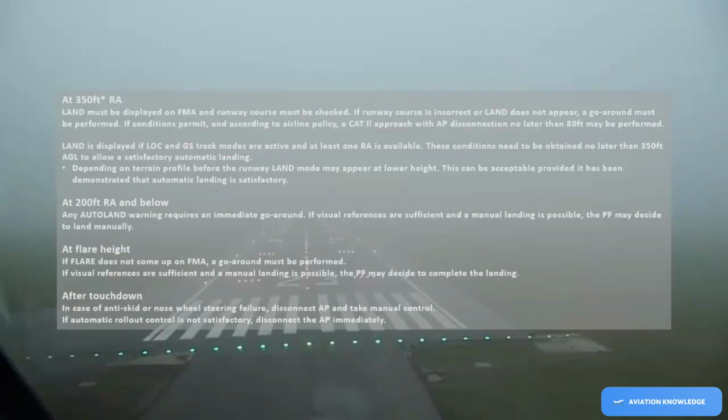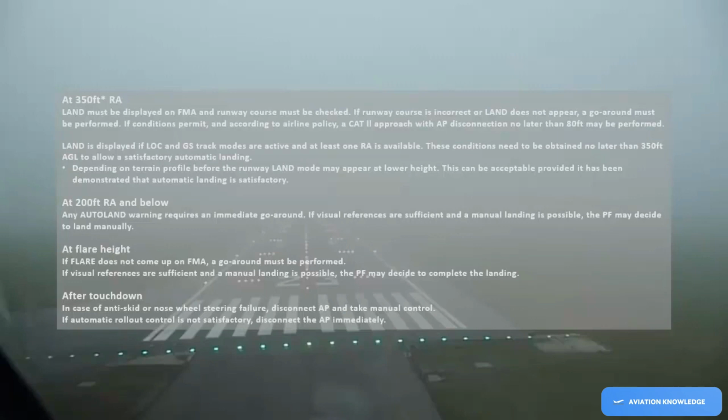Depending on terrain profile before the runway, LAND mode may appear at lower height. This can be acceptable provided it has been demonstrated that automatic landing is satisfactory. At 200 feet and below, any autoland warning requires an immediate go-around. If visual references are sufficient and a manual landing is possible, the PF may decide to land manually. At flare height, if FLARE does not come up on FMA, a go-around must be performed. If visual references are sufficient and a manual landing is possible, the pilot flying may decide to complete the landing.